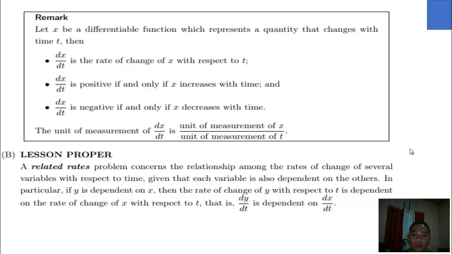I'm referring to the ripples: as the time increases, or as the time passes, the radius increases, and the area is also increasing as the time passes. That is, dy over dt is dependent on dx over dt. I think it's very clear.